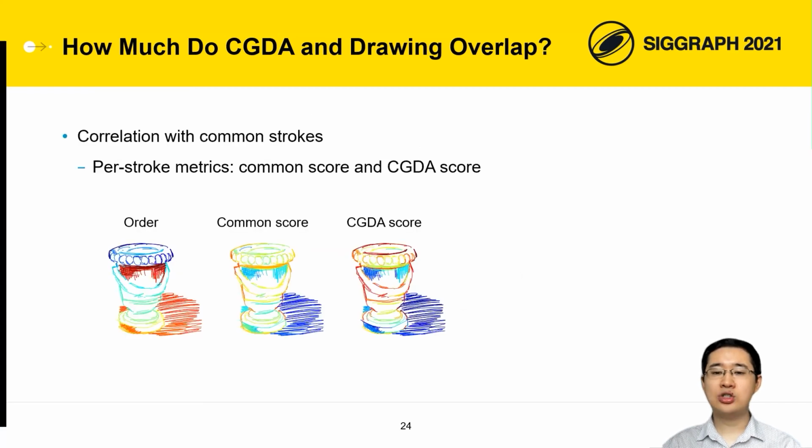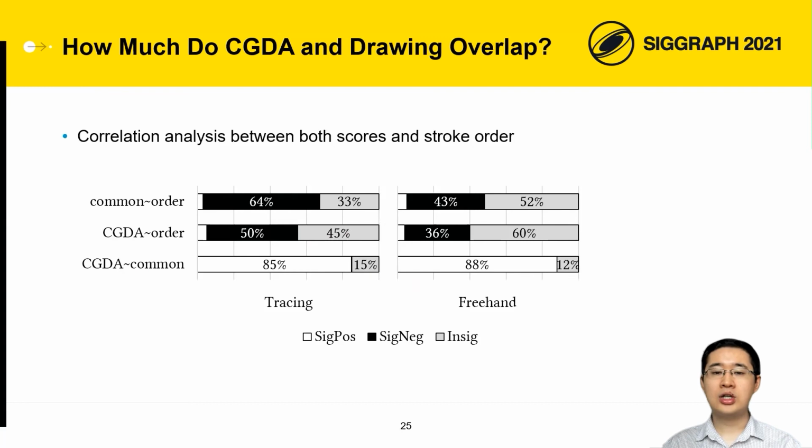Finally, we examine how CGDA corresponds to current strokes. For each stroke, we computed the common score and the CGDA score. We can see that early strokes tended to have higher common and CGDA scores. A correlation analysis suggests that CGDA can capture content that people commonly trace and draw, but not their diverse artistic conventions.